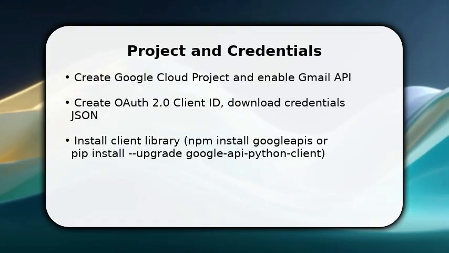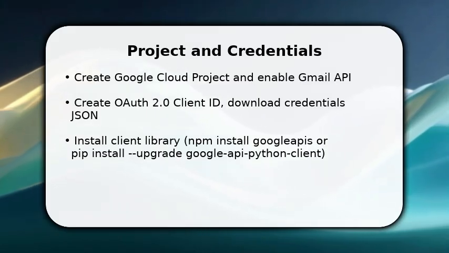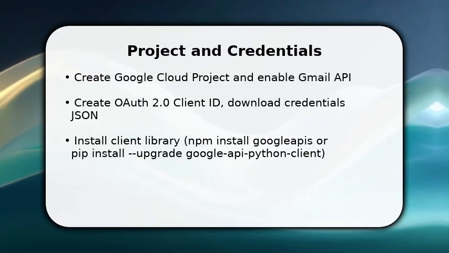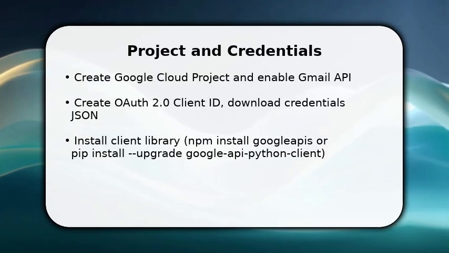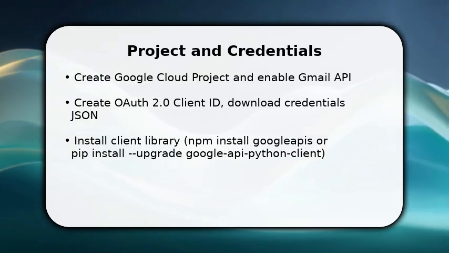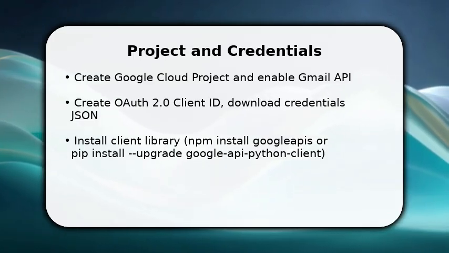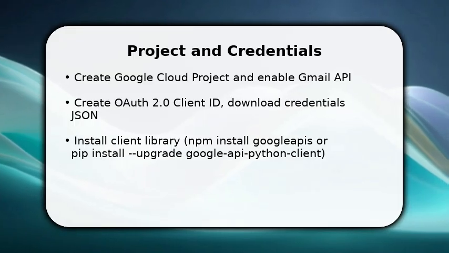You start by creating a Google Cloud project and enabling the Gmail API. Once done, create an OAuth 2.0 client ID and download the credentials JSON. You should install the official client library for your language and place the credentials file where your app will read it. Next, initiate the Quick Start example code, pointing it at that credentials JSON so the flow can request consent.